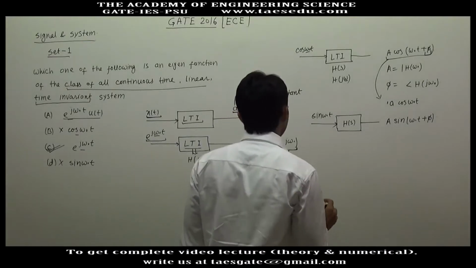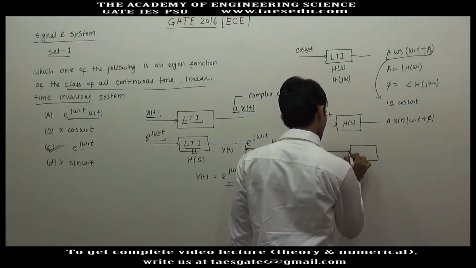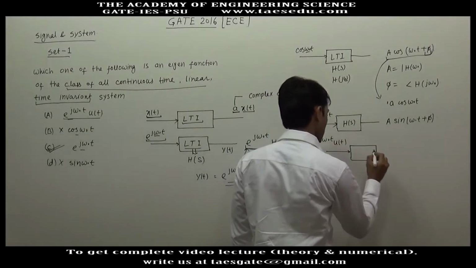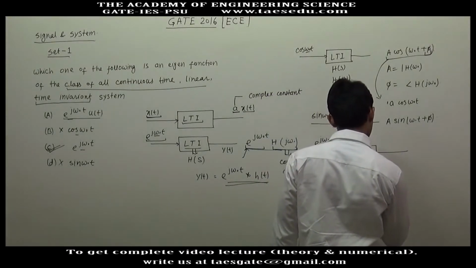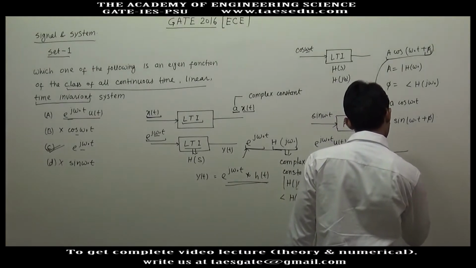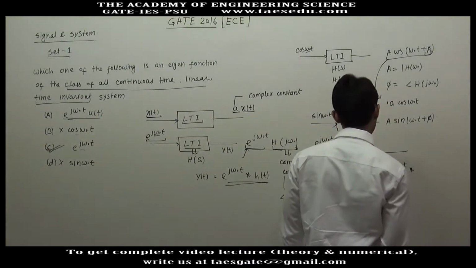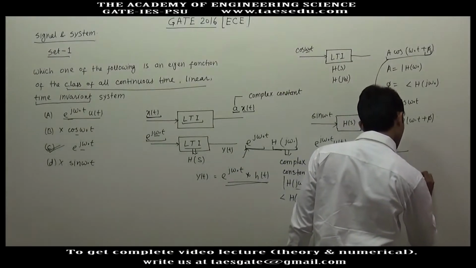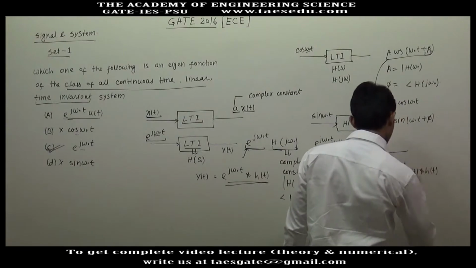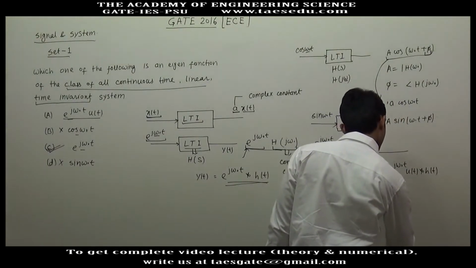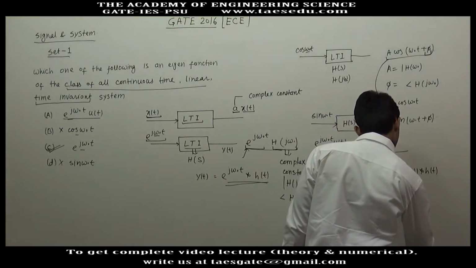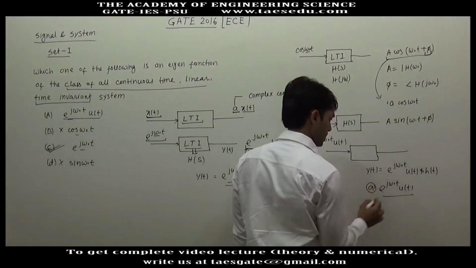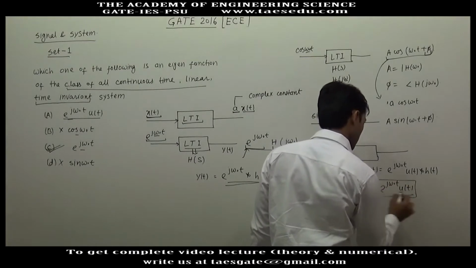For the first option, if you give the input e to the power j omega naught t u(t), the output will be y(t) equal to e to the power j omega naught t u(t) convolved with h(t). In this case, you will not get e to the power j omega naught t times a complex constant.